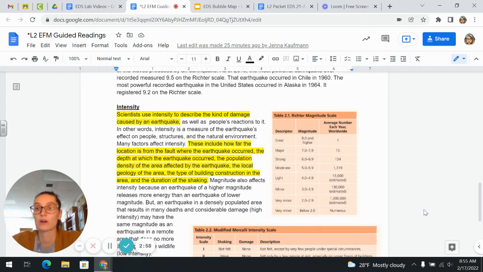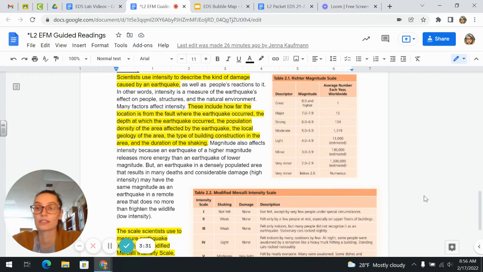Learning about intensity now: scientists use intensity to describe the kind of damage caused by an earthquake as well as people's reactions to it. In other words, intensity is a measure of an earthquake's effect on people, structures, and the natural environment. Many factors affect intensity. These include how far the location is from the fault where the earthquake occurred, the depth at which the earthquake occurred, the population density of the area affected by the earthquake, the local geology of the area, the type of building construction in the area, and the duration of the shaking.